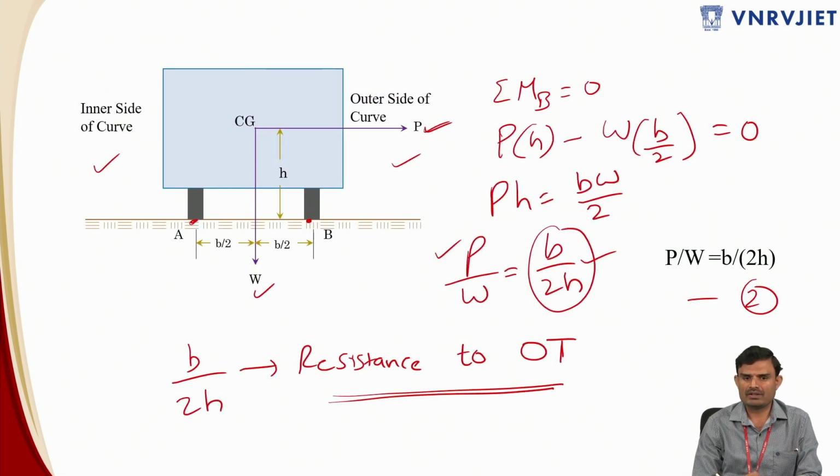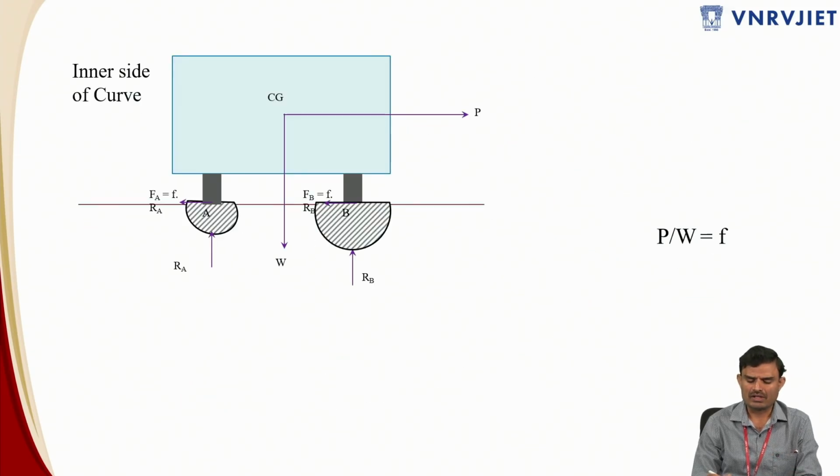So that is why we have checked the resistance to overturning. And similarly we have looked into point 2, which is nothing but the ability of the centrifugal force to skid the vehicle laterally outwards. So we have to look into that derivation which involves the lateral friction also, sliding.